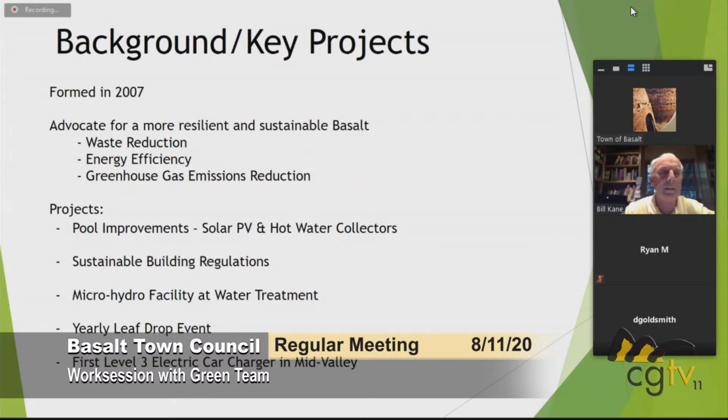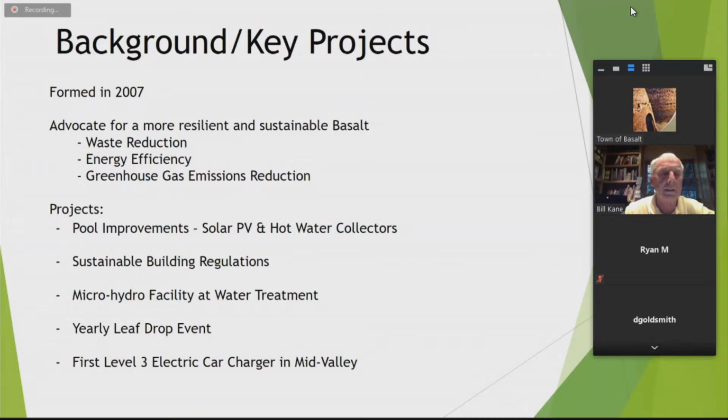Okay. So just continuing with a couple of highlighted projects. The Green Team supported a significant rewrite of the town's sustainable building regulations, requiring green building techniques. There are different pathways to meet those green building techniques, and also a continuing education component, which is a pretty progressive thing to be requiring. The Green Team also obtained a grant through the Colorado Energy Office to significantly offset the first Level 3 electric vehicle charger in the Mid-Valley, which is positioned right outside of Town Hall, and it's used daily.